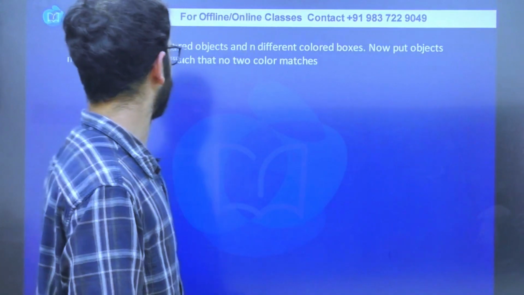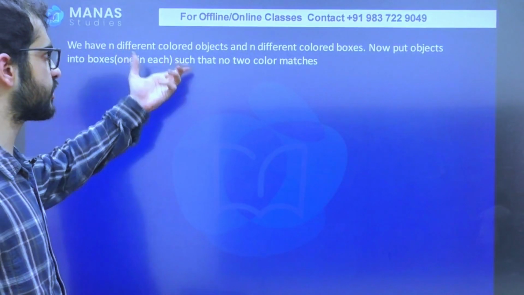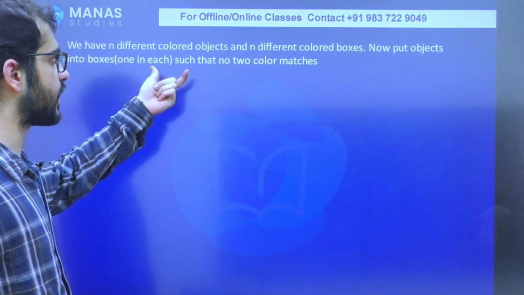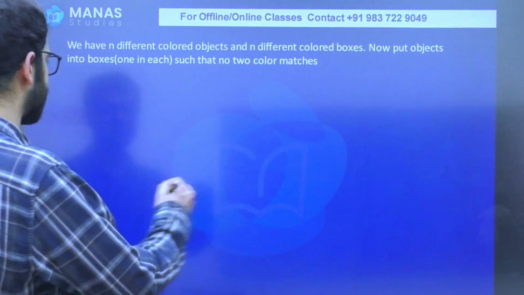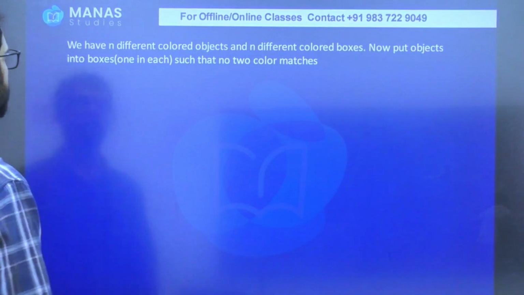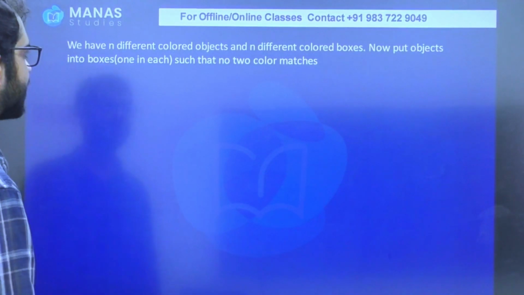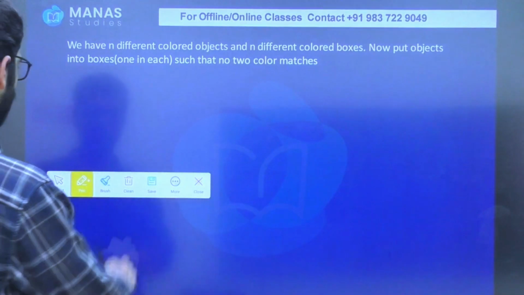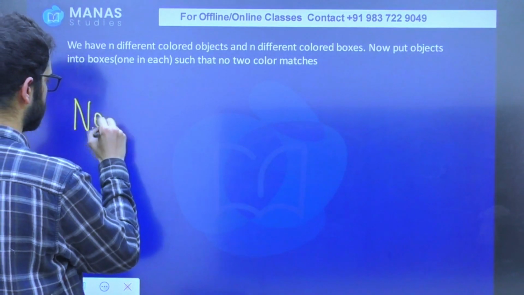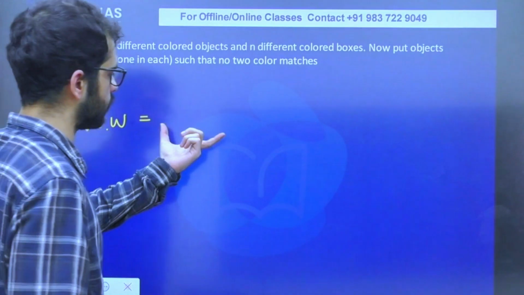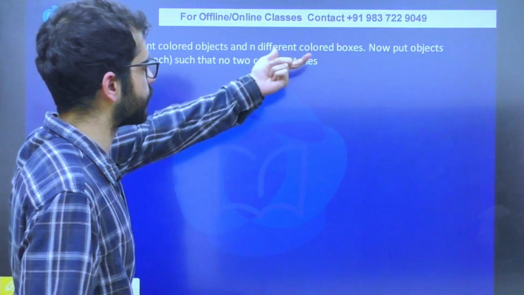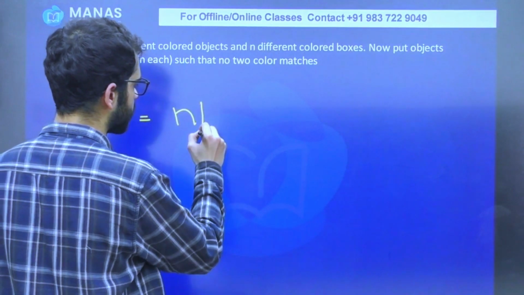Let's solve a question, and the question is, we have n different colored objects and n different colored boxes. Now put objects into boxes, one in each, such that no two colors match. तो जैसे कि हमने formula लिखा था, according to that we are going to solve this question. Now the number of ways can be written as, the first term is the total number of cases. If I have n different objects and n different colored boxes, then the total number will become n factorial.